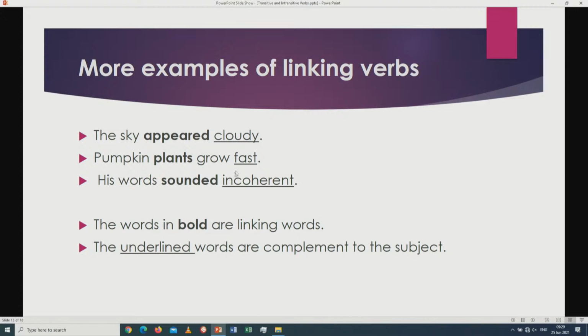The underlined words are complements to the subject. The sky, cloudy, it's complementing the subject. Fast, complementing the pumpkin plants on how they grow. Incoherent, it's complementing his words on how they sound. Right, so I hope this is clear to you. So you only get your linking verbs when you have intransitive sentences. Intransitive sentences do not have objects. They have a group of words or a word that describes the subject, on how it appeared. So the bold verbs are the linking verbs.